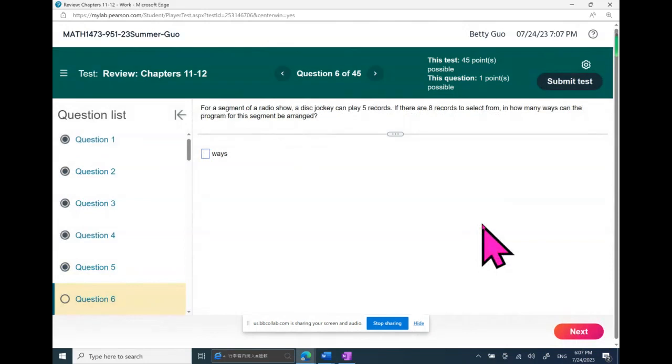Number 6. For a segment of a radio show, a disc jockey can play 5 records if there are 8 records to select from. So this is select 5 from 8. In how many ways can the program for this segment be arranged? The order matters in the arrangement. When it comes to performance, records, if you are the manager in charge of arranging the segment, you are concerned about the order, right? Firstly, you play what music. Secondly, you play what music. So this is a permutation. This is P58.